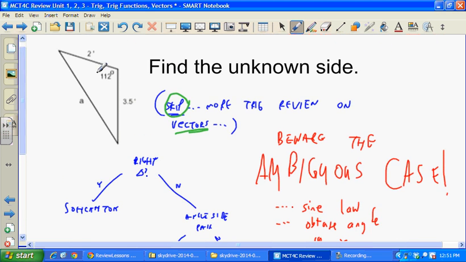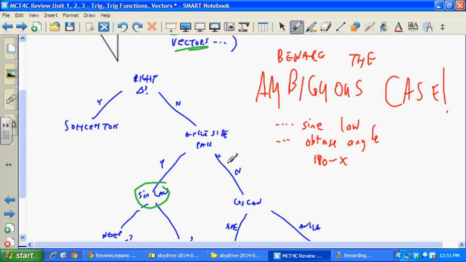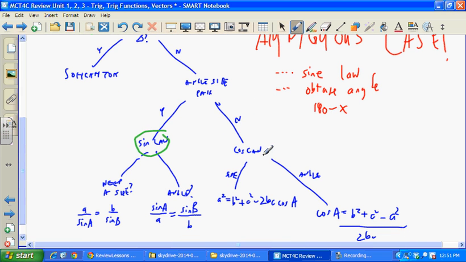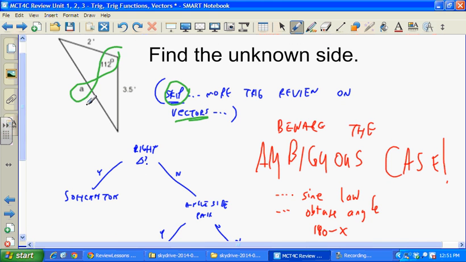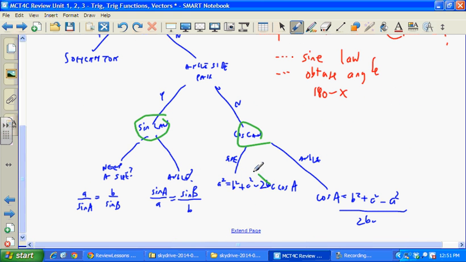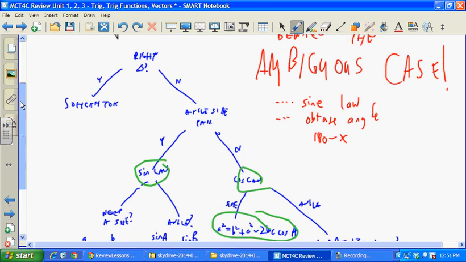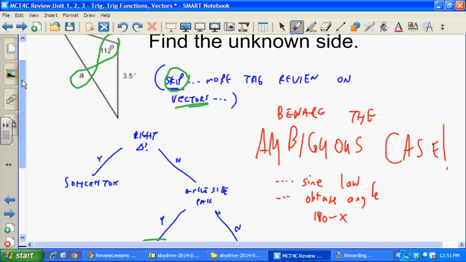Notice in this one, I don't have an angle-side pair. The only angle I'm given is across from the unknown, so that's this case. In this case, it's a cosine law where I want to find a side, so I can see that formula. This decision tree not only has all the formulas in there, but it'll help you reach the right formula if you put something like this on your formula sheet.